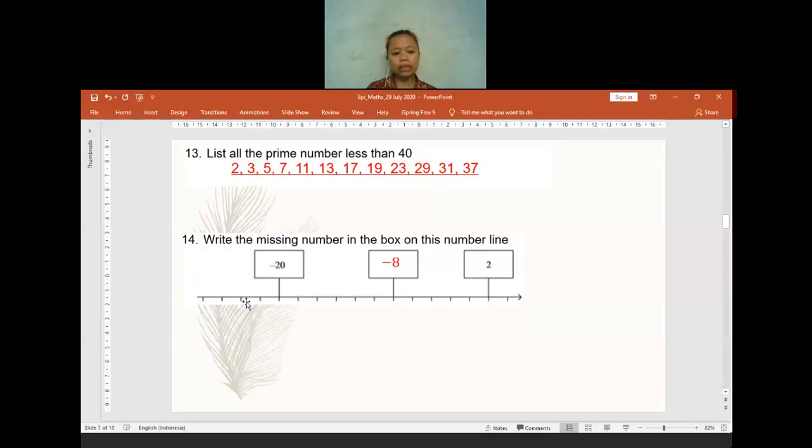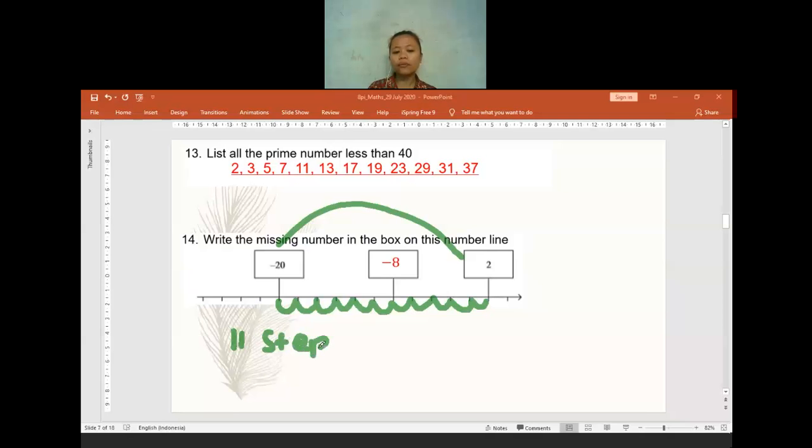For question 14, we have two numbers from the question, -20 and also the number 2. And we also have the steps here. How many steps are there from -20 to 2? Let us count together. 1, 2, 3, 4, 5, 6, 7, 8, 9, 10, 11. There are 11 steps. So 11 steps is equal to how many? From -20 to 2, how many is the difference?